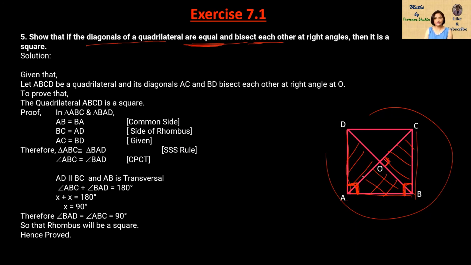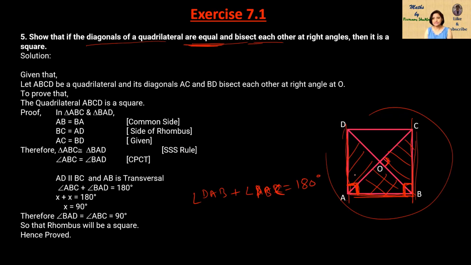For that, these two are parallel, AD parallel BC, right? And we are considering AB as a transversal. So these are the co-interior angles: angle DAB plus angle ABC equals 180 degrees.